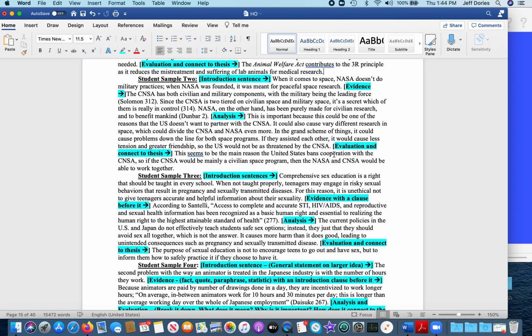Okay, so here's his evidence. And in this case, he just paraphrases in his own words. The CNSA has both civilian and military components, with the military being the leading force. Since the CNSA is a 2-tiered civilian space and military space, that's how it's broken up, it's a secret which of them is really in control. NASA, on the other hand, has been purely made for civilian research and a benefit to mankind. Okay? Now, he does that really effectively.